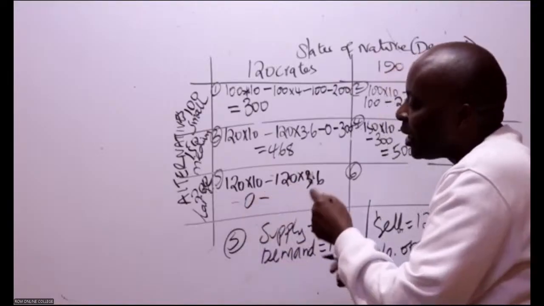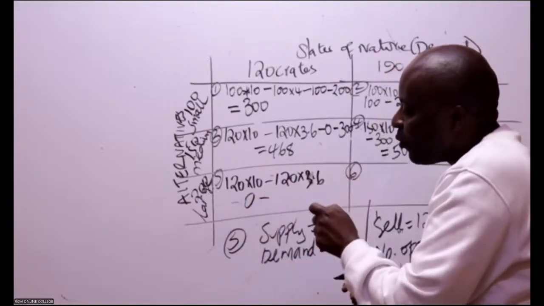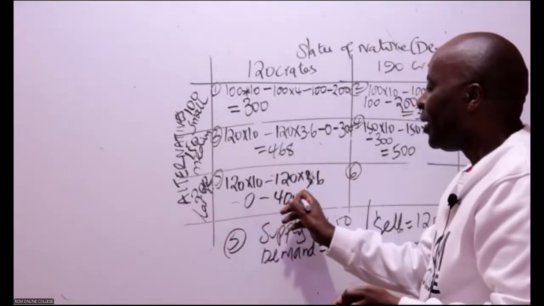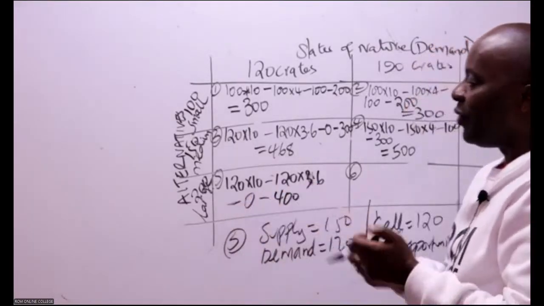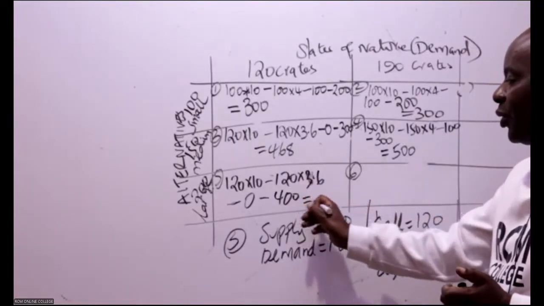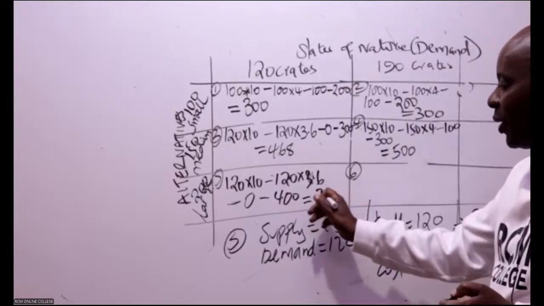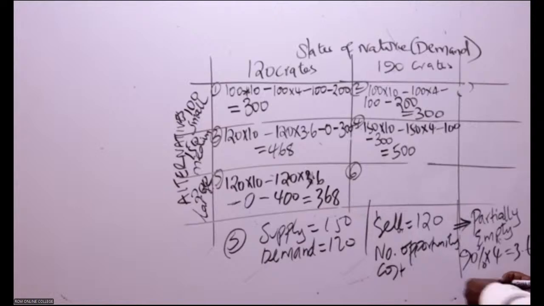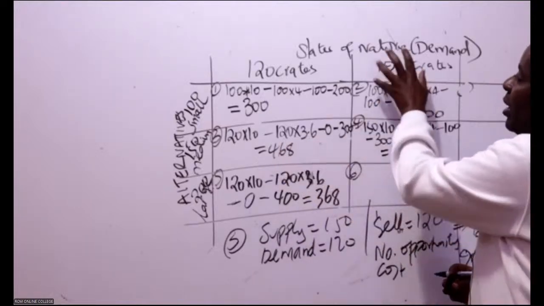And then remember, these are large vans. What is the depreciation for the large van? 400. I'm putting this 0 for your revision. So then this gives us what figure, ladies and gentlemen? This gives us 368.